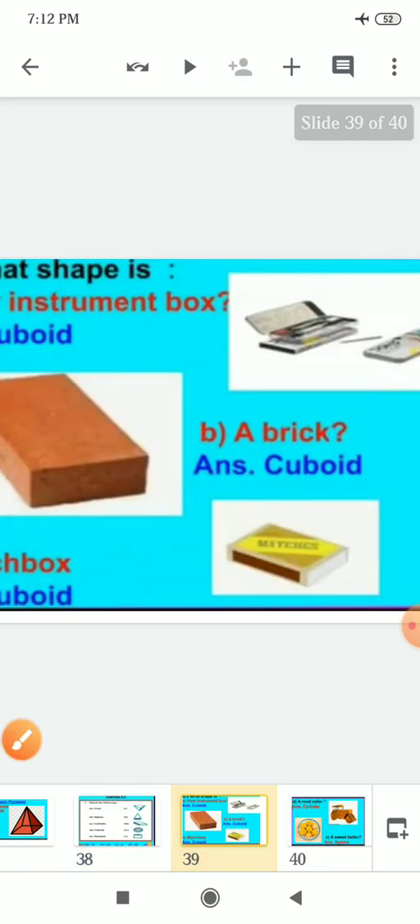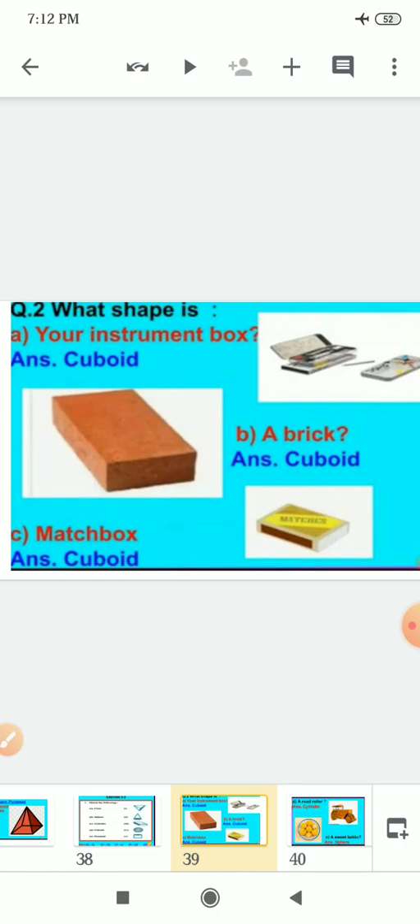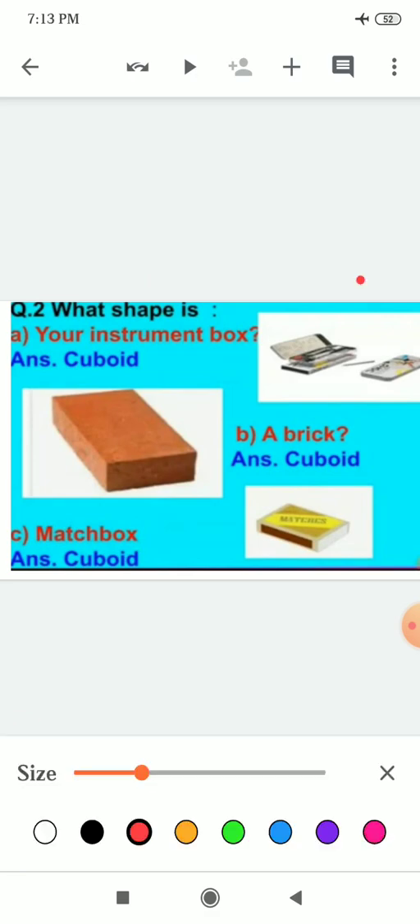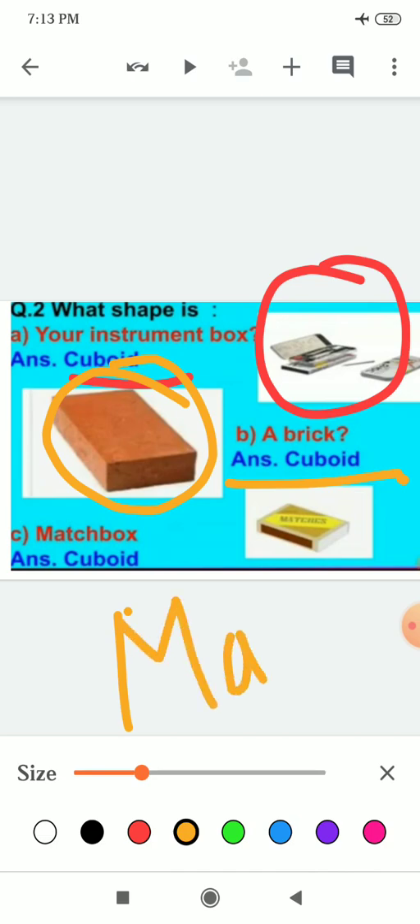Now we have the next question. You have to identify the shape. What shape is this? First of all, this is an instrument box, a geometry box. So a geometry box is the shape of a cuboid. Next we have a brick. A brick is the shape of a cuboid. Same way we have a matchbox. A matchbox is also the shape of a cuboid.